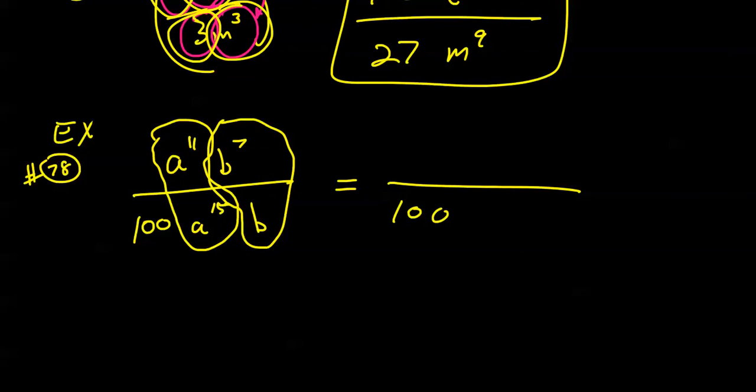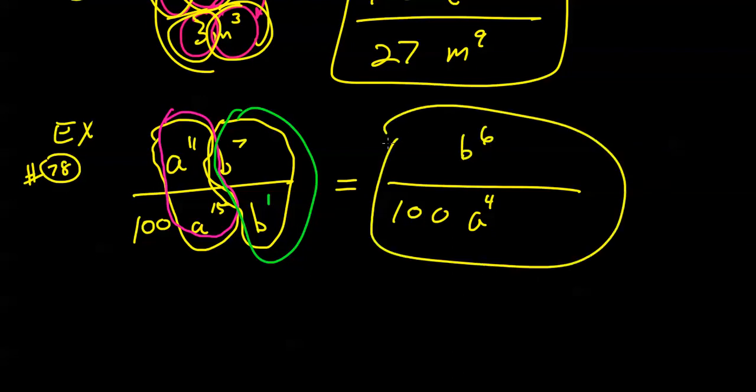A to the 11th over a to the 15th. Well, I think we can see that the factor of a to the 11th in my numerator cancels out all but 4 factors of a in the denominator. Somewhat similarly, b to the 7th power over b to the 1st power. Remember, if you see one factor of b, there's an invisible exponent of 1. That will leave me with 6 factors of b in my numerator, and this would be my final response: b to the 6th over 100, a to the 4th.